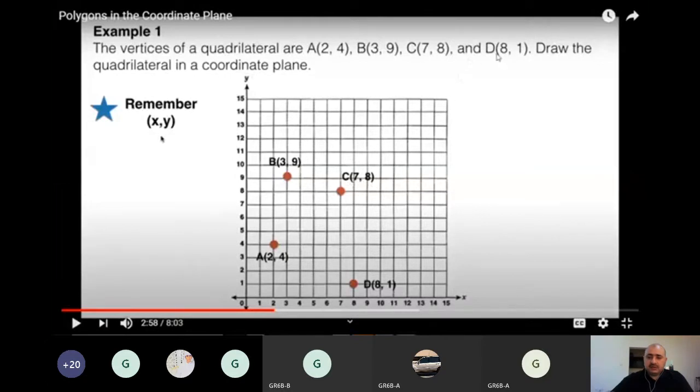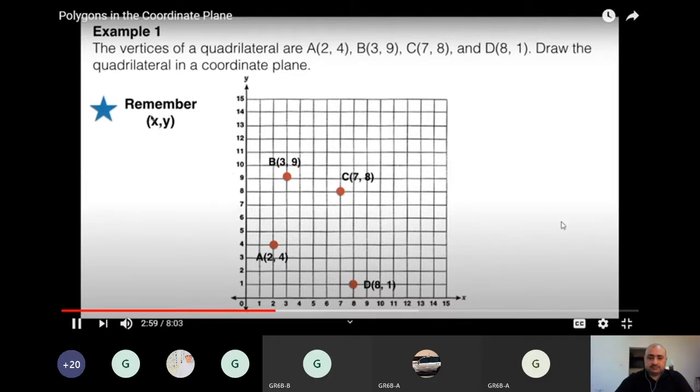The last one is D (8, 1): 8 in x, 1 in y. So this is 8, and go just 1 unit up. This is D. Now, in the first step, we have represented all the points inside the coordinate plane. Continue now.